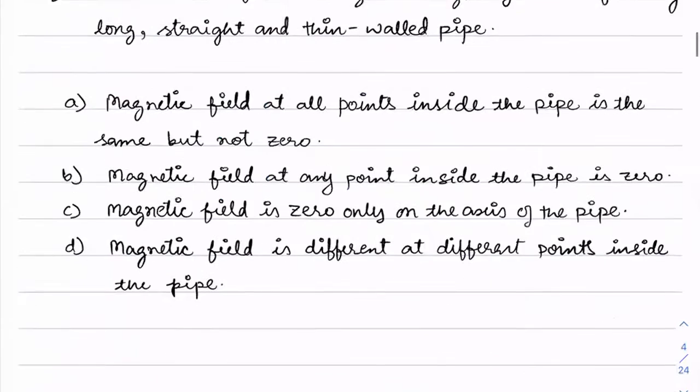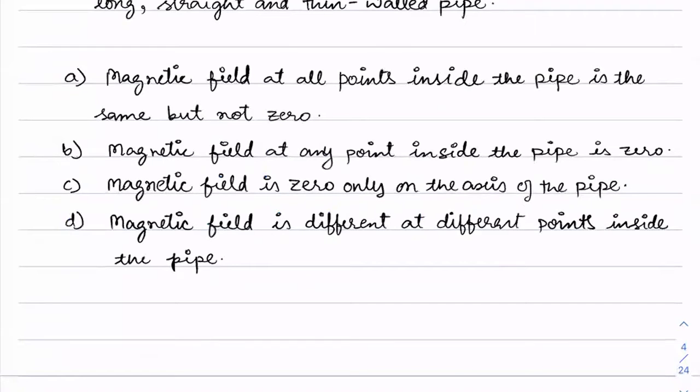Now, question number 6. A current I flows along the length of an infinitely long, straight, and thin-walled pipe. Magnetic field at all points inside the pipe is the same but not zero. This is a wrong statement. Magnetic field at any point inside the pipe is zero. This is the correct statement. Let us see C and D also.